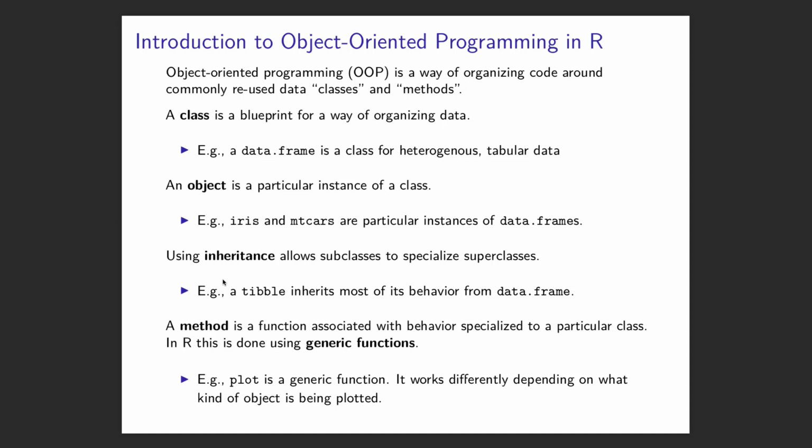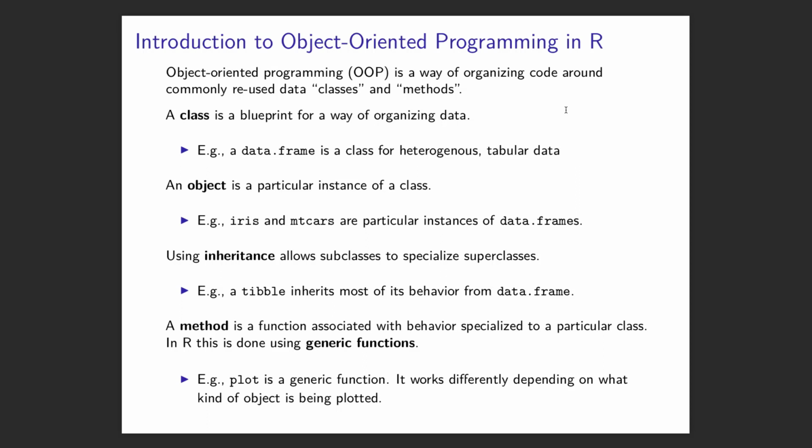All right, so for those of you who are new to object-oriented programming, object-oriented programming is a way of organizing code around commonly reused data ideas, in particular classes and methods. So it's essentially a way to encapsulate certain ideas and reuse them. A class is basically just a blueprint for a particular way of organizing data. For example, if you've worked in R at all, you've probably encountered a data frame. A data frame is a class for heterogeneous tabular data.